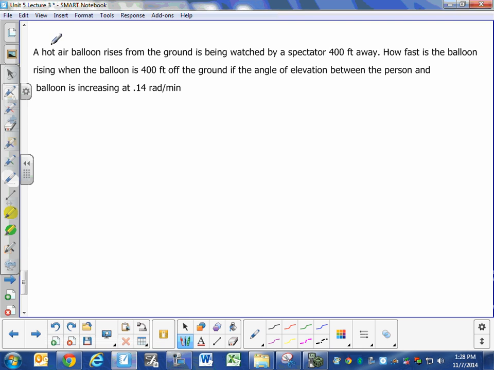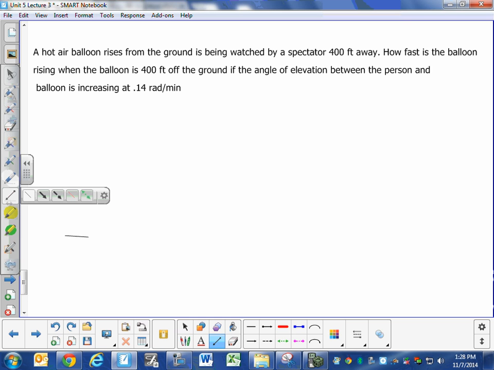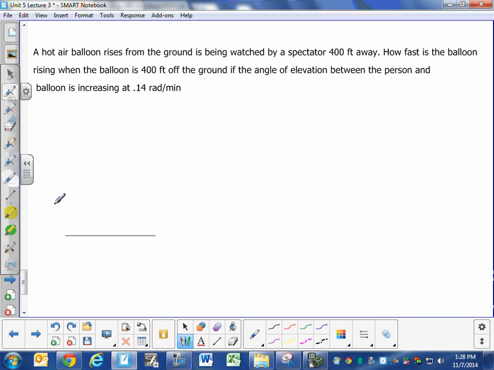All right, next problem. Hot air balloon problem. Rising from the ground, being watched by a spectator 400 feet away. Okay, so I'm going to assume we're 400 feet away on an X distance. So here's a dude watching a hot air balloon rising. This dude is 400 feet away. That I know is an x distance, and that's a fixed distance. It's important to know. Question is, how fast is the balloon rising?